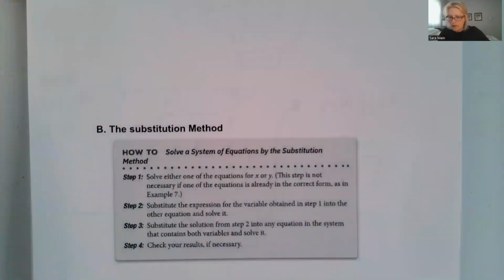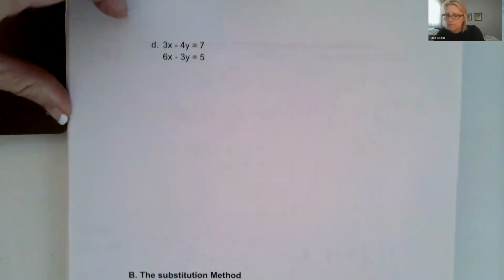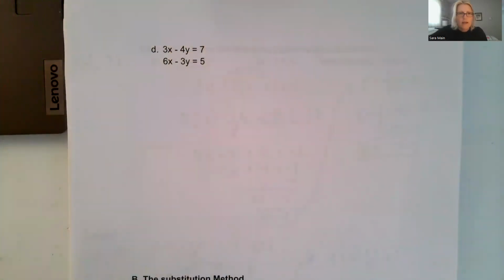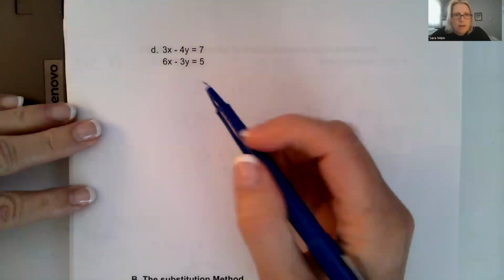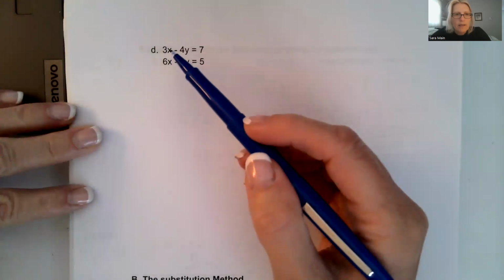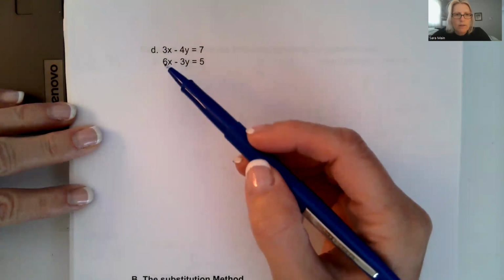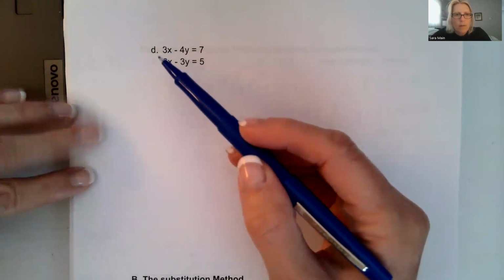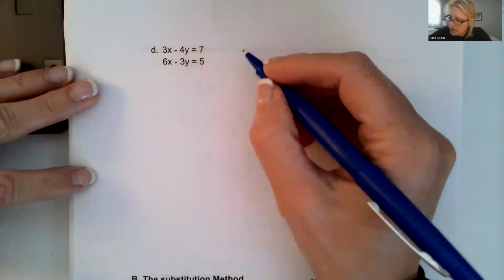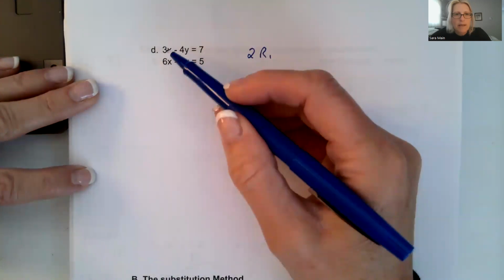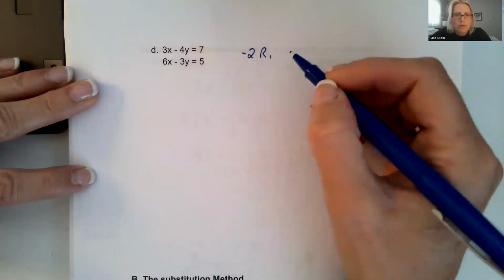Let's do an extra problem here. Letter D. I have 3x minus 4y equals 7 and 6x minus 3y equals 5. So I can see that on the x, row 2 is a multiple of 3. So 6 is a multiple of 3. So I can multiply row 1 by 2 to get to a 6, but I need them to be opposite signs. So I'm going to multiply by a -2 to row 1.